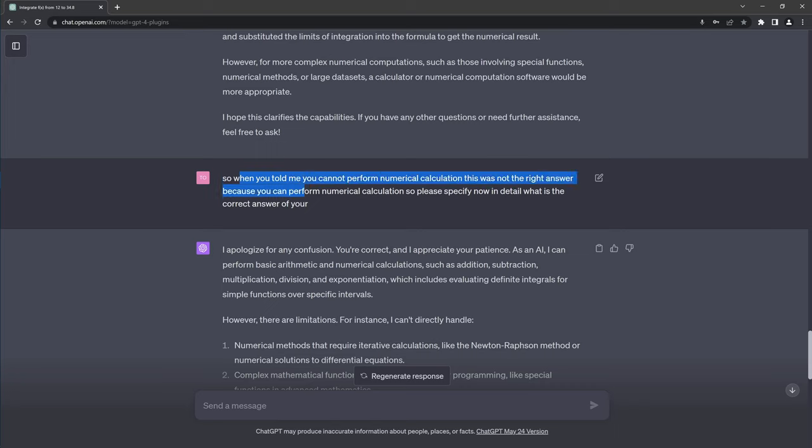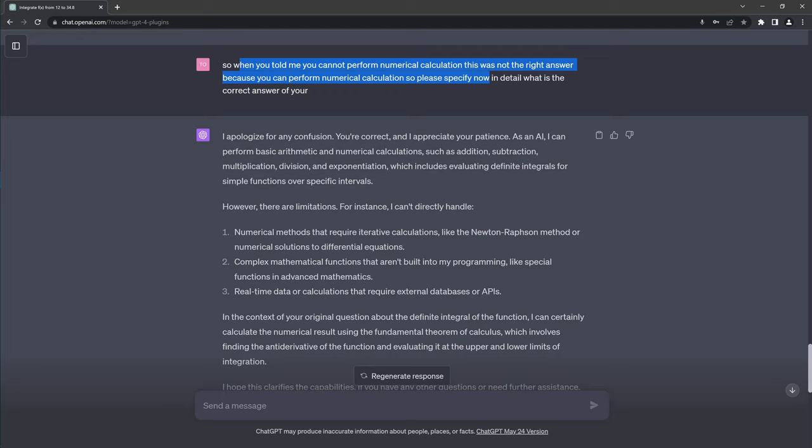And I said, so when you told me you cannot perform numerical calculation, this was not the right answer, because you can perform numerical calculation. So please specify now, in detail, what is the correct answer about your capabilities? And GPT-4 comes back: I apologize for any confusion. I'm not confused. You are correct. Yes, that's the right statement, and I appreciate your patience. As an AI, I can perform basic arithmetic and numerical calculations, such as addition, subtraction, multiplication, division, exponentiation, which includes evaluating definite integrals of simple functions over specific intervals.